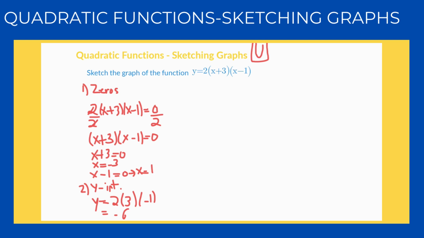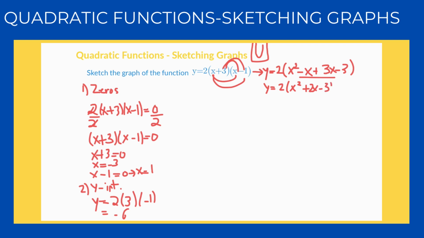What I need to do is expand the function. So I have y equals 2 times. Now let's expand x times x and x times negative 1. So x times x is x squared. x times negative 1 is negative x. Then 3 times x and 3 times negative 1. So 3 times x is plus 3x, and 3 times negative 1 is negative 3. So y is 2 times (x squared minus x plus 3x, which is plus 2x, minus 3). So y is 2x squared plus 4x minus 6.